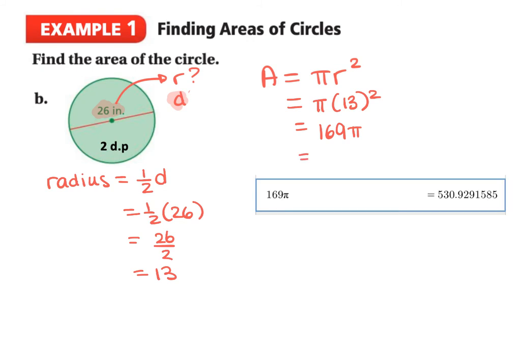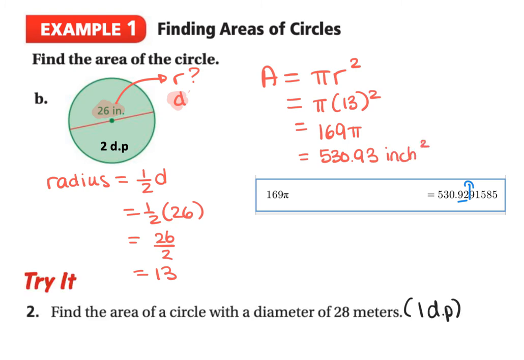And then we can put this into our calculator and we get 530.9291585. But this question's asking us to round to 2 decimal places. So we can round this and we get 530.93 inches squared. And so this brings us to our second try question for this video. We want to find the area of a circle that has a diameter of 28 meters. So take a moment to pause the video and try this question out.